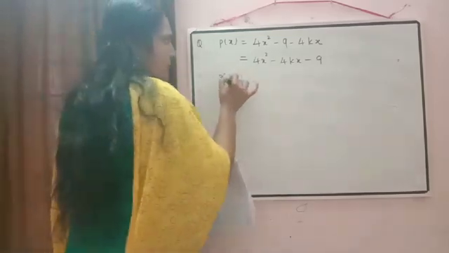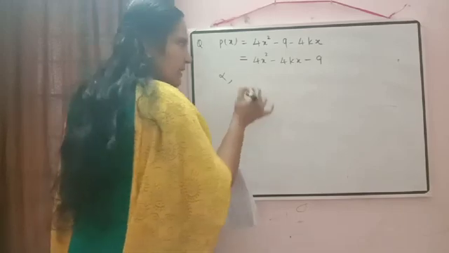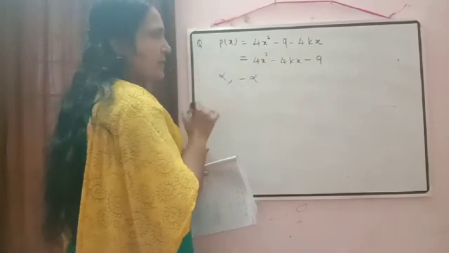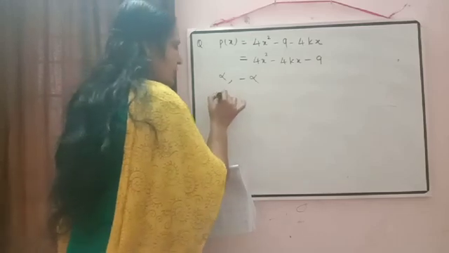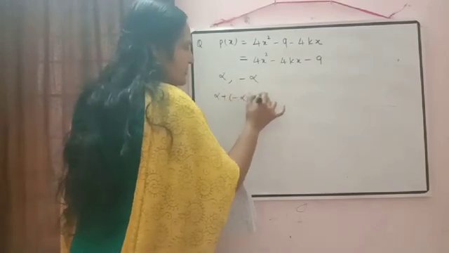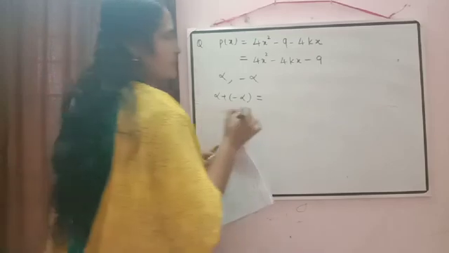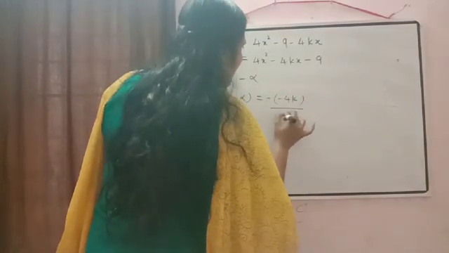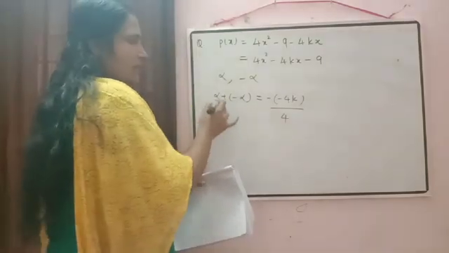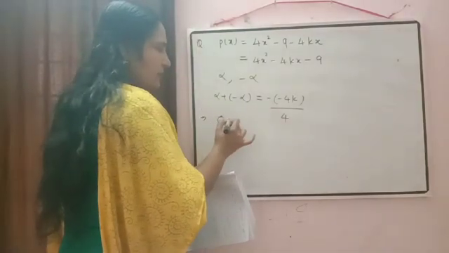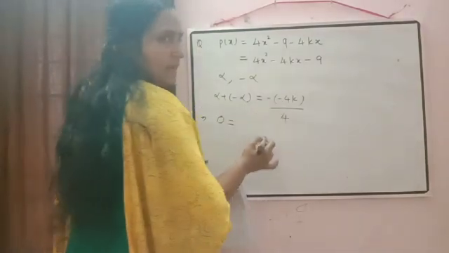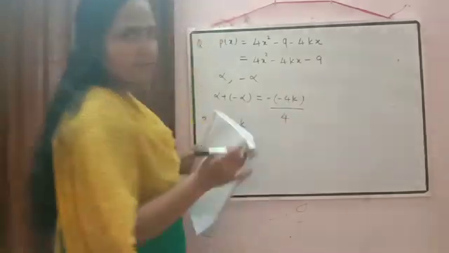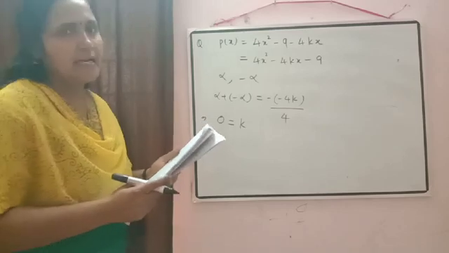It is given that one zero is the negative of the other. So if one zero is alpha, what will be the other one? Yes, minus alpha. So let the zeros be alpha and minus alpha. Then according to the formula, sum of the zeros is equal to minus b by a. So minus of minus 4k by 4. Here alpha plus minus alpha will be equal to 0. Minus into minus will be equal to plus. 4 and 4 also will get cancelled. We will get k is equal to 0.